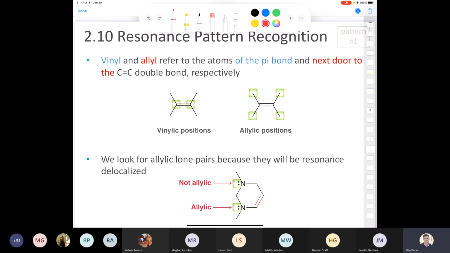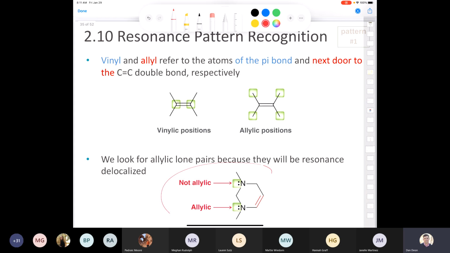If you go 1 carbon away from the vinylic positions, now in this molecule, you can see that there's actually 4 vinylic positions, so 4 carbons next to those vinylic positions, we call those allylic positions. And we're going to be concerned with allylic positions a lot because they're involved in resonance. Now it says here that we look for allylic lone pairs, again, because they're going to be resonance delocalized, or another way we could say it is just they're involved in resonance, right? And that's what the major focus of today's lecture will be.